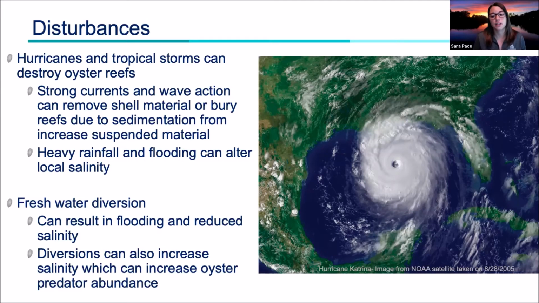Another common disturbance results from freshwater diversion. So diverting water to an area that would normally not receive high inputs of fresh water can result in flooding and reduced salinity.